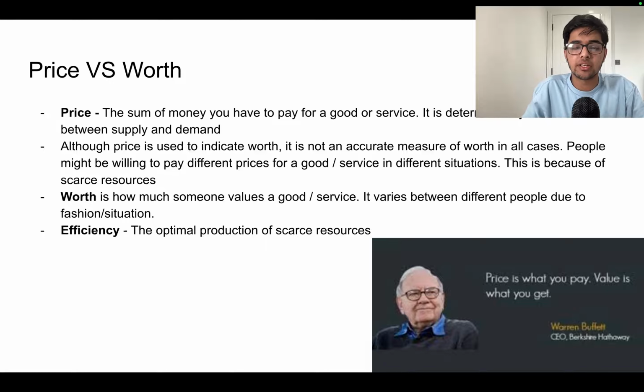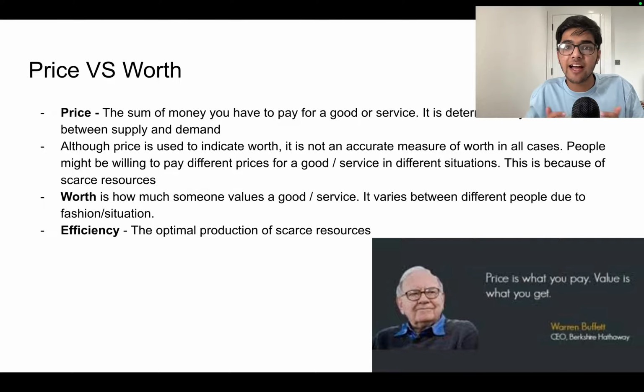People might be willing to pay different prices for a good or service in different situations. This is because of scarce resources. For example, a water bottle in your local corner shop might be £1, but in a desert, water is very scarce, so it might be increased to £10 or maybe £20. Therefore, worth can change depending on the situation. A water bottle is much more valuable to you in a desert than it is right now.